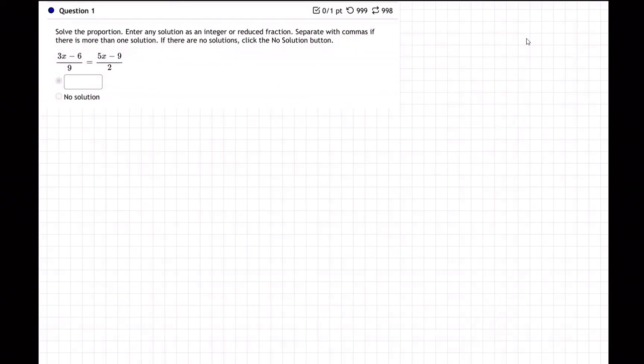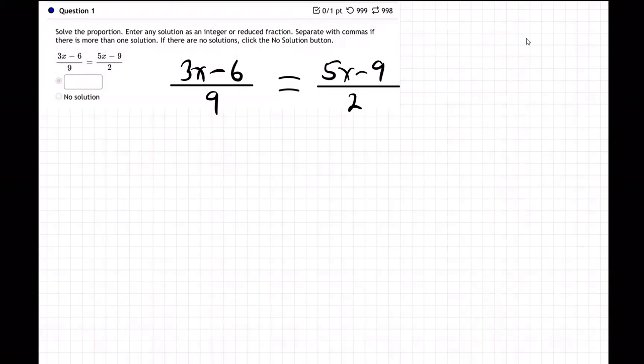All right. So basically we have two equal fractions. Let me just bring it over here where there's a little more room. So we've got 3x minus 6 over 9 equals 5x minus 9 over 2. This is called a proportion, which means two equal fractions. In the math and science world, that's called a proportion. If two things are proportional, then they're equal fractions, is what that means.